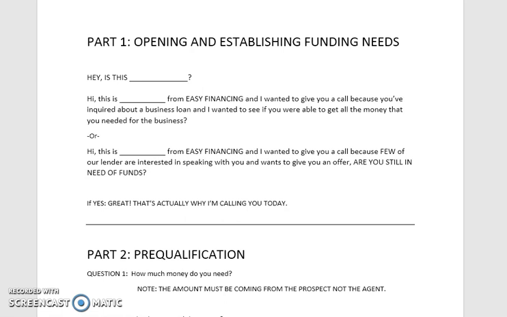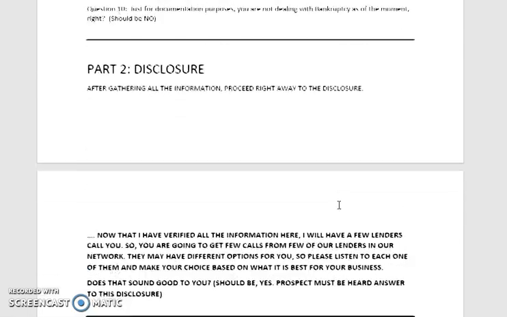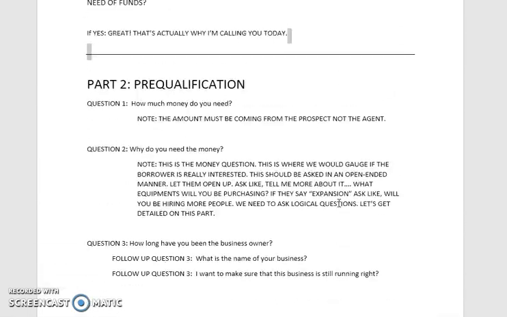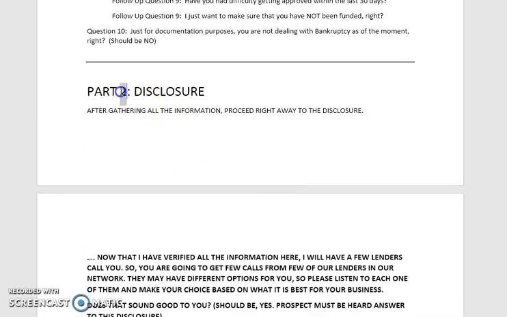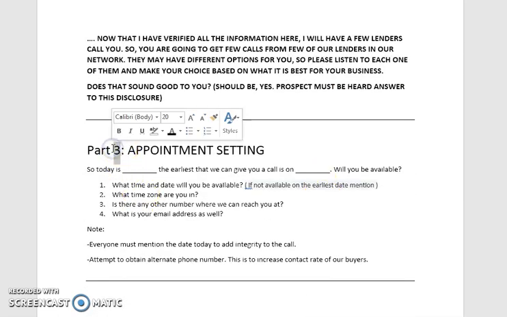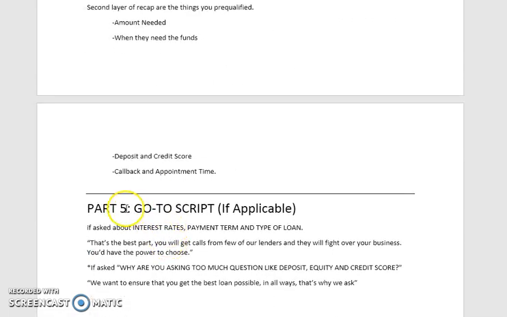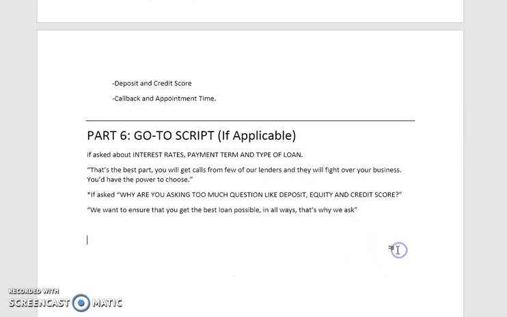I divided the script in 5 parts. The first one is going to be opening and establishing funds. Second is pre-qualification. Part 3 is disclosure. Part 4 is appointment setting. And then part 5 is a recap. And then part 6 is going to be the go-to script, if applicable.